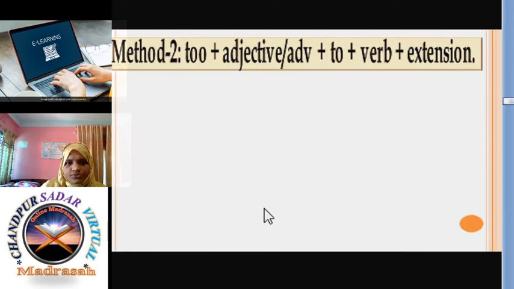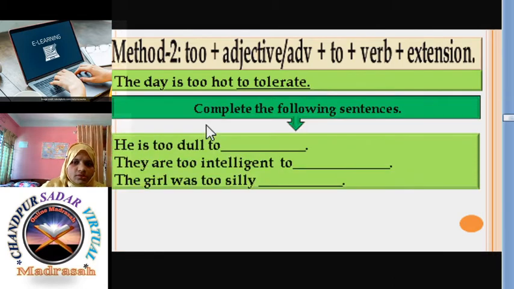Then method 2. What is the rule here? To, adjective or adverb, to, verb or extension. Here is the example: The day is too hot. That means the day was too hot. We cannot tolerate it. That means, to tolerate. So in the same way, complete the following sentence. He is too dull to, what would it be, can you guess? He is too dull to understand the method, maybe. Or he is too dull to pass the exam. Or he is too dull to do the sum, etc.